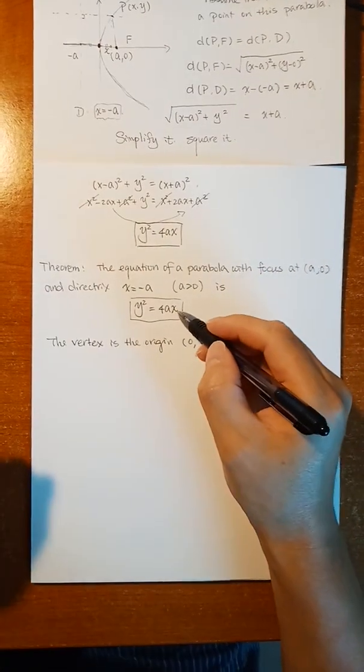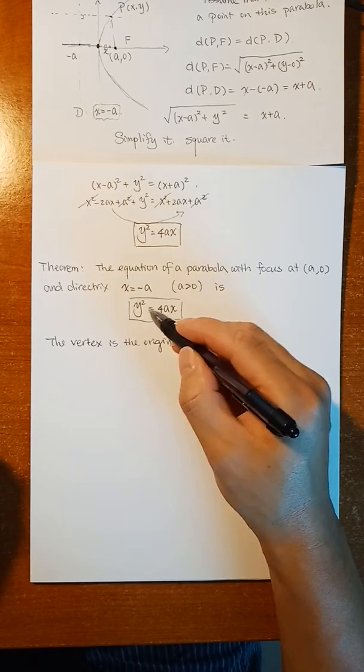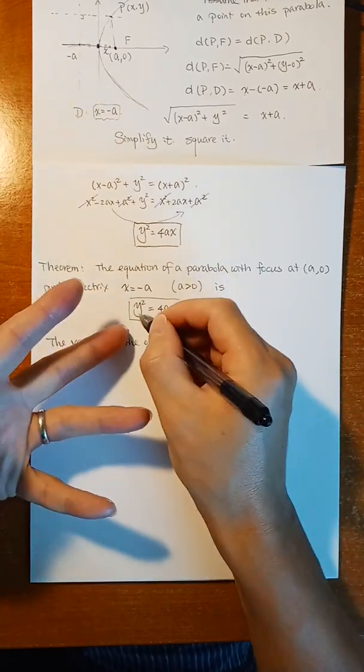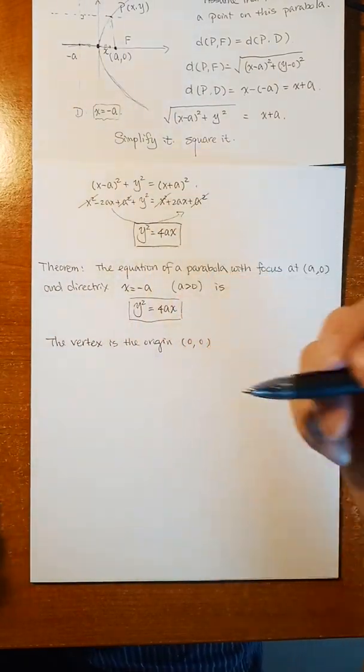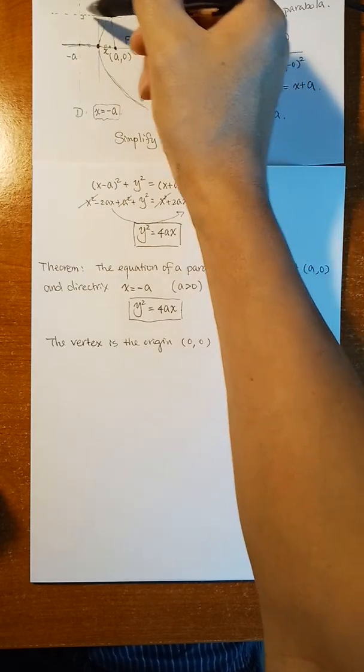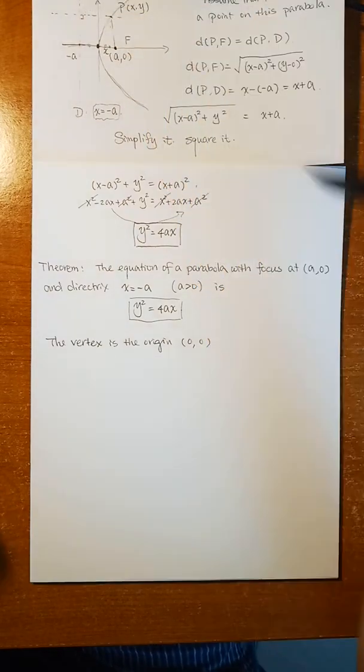All right. So it means whenever your x, y coordinates satisfy this equation, the point will be on the parabola. It will satisfy the condition: the distance between the point and the focus is equal to the distance between the point and the directrix.